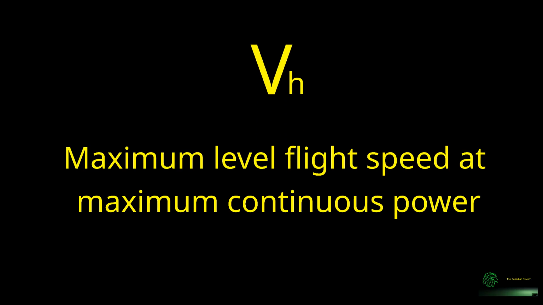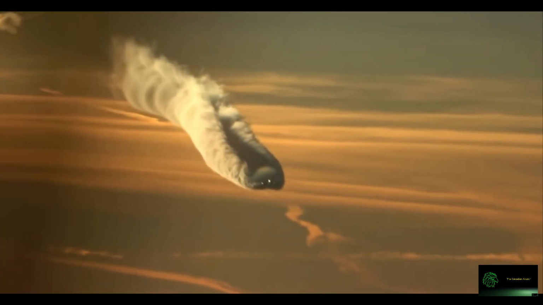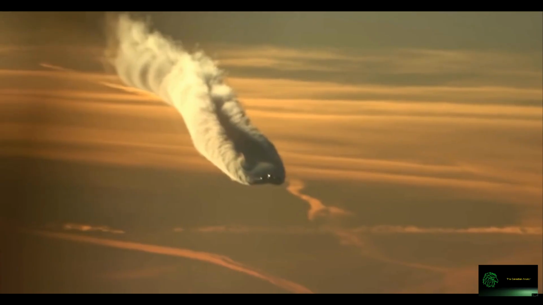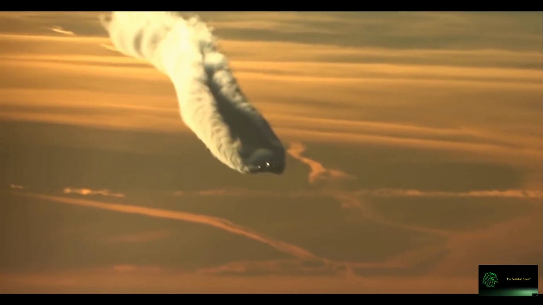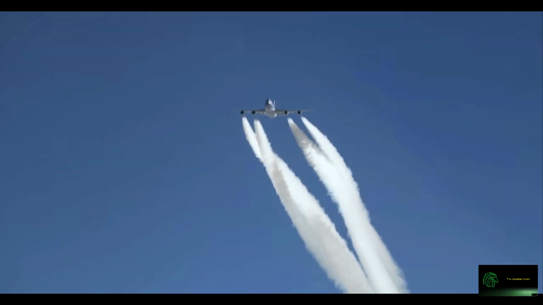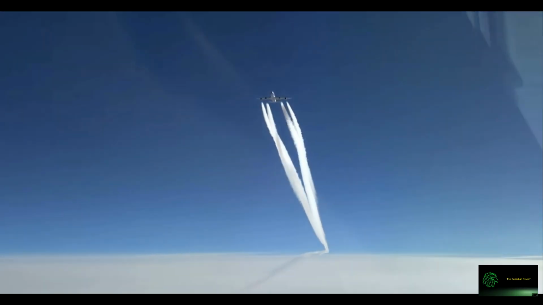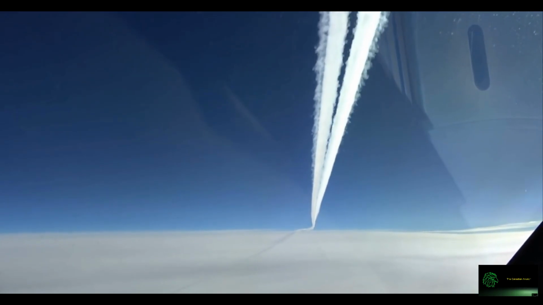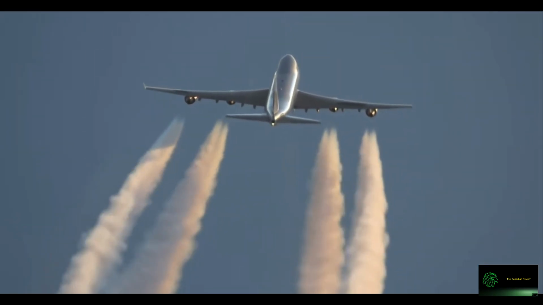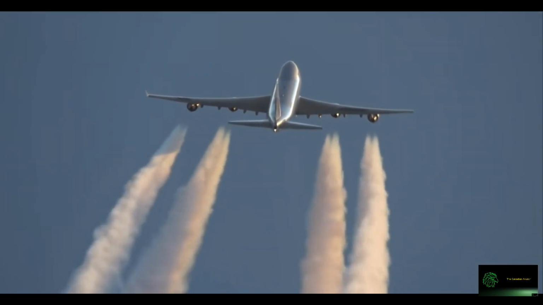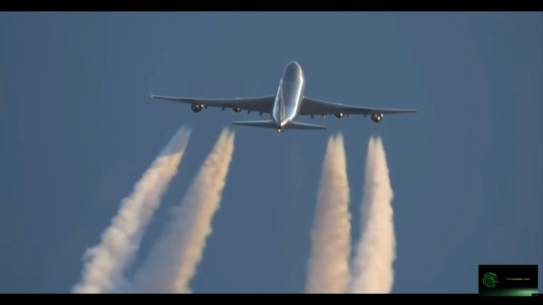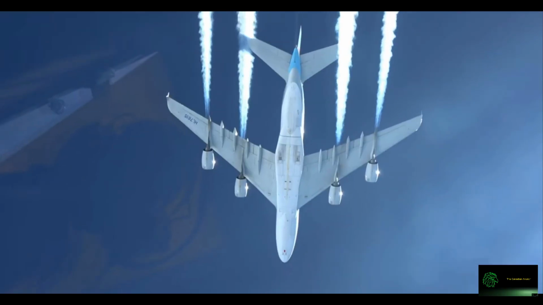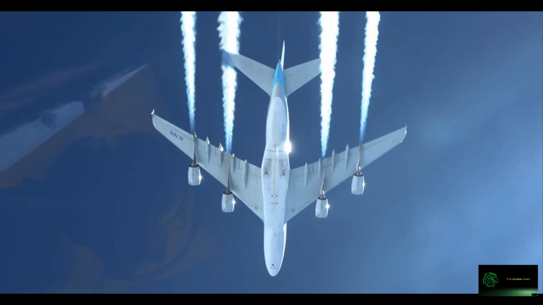VH, maximum level flight speed. VH is the maximum speed the aircraft can achieve in level flight using maximum continuous power. It represents the highest true airspeed attainable without descending and without exceeding approved engine power limits. VH is determined during aircraft certification under standard atmospheric conditions.